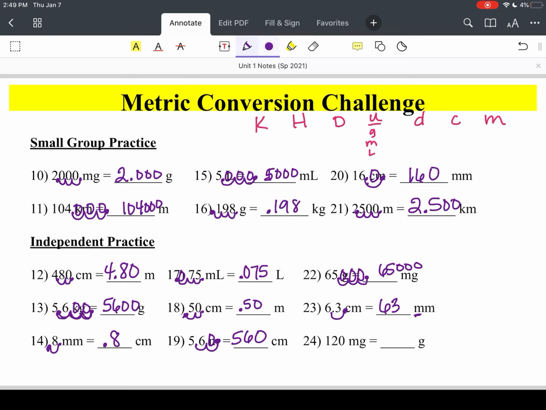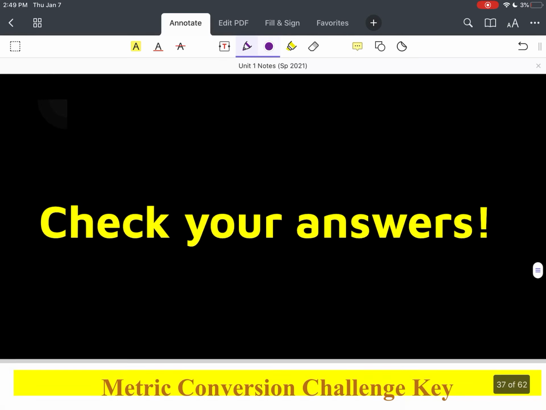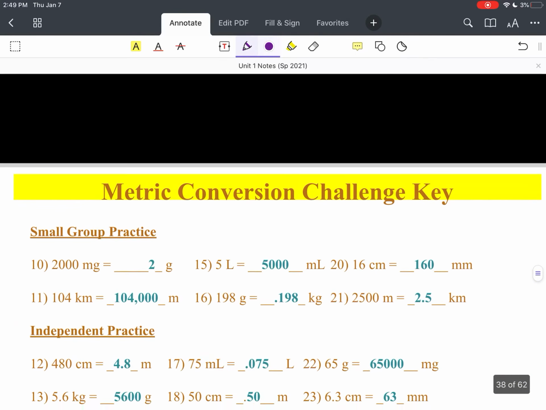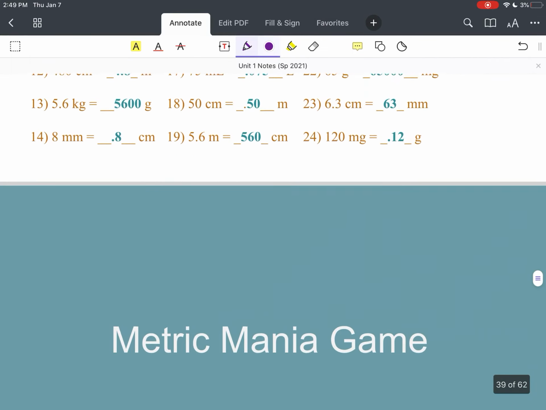Last but not least, I have milligrams to grams. So 1, 2, 3. Here's my decimal. 1, 2, 3. 0.120. Okay, so I always found my decimal. I just count my jumps, and however many I jump, that's the number that I go in the same direction. Okay. And then here I can't remember if all of those are right.